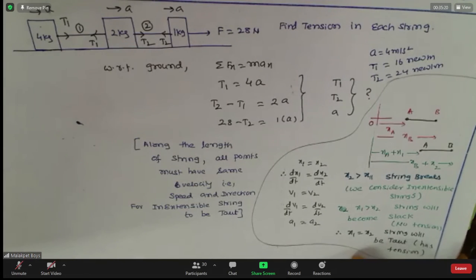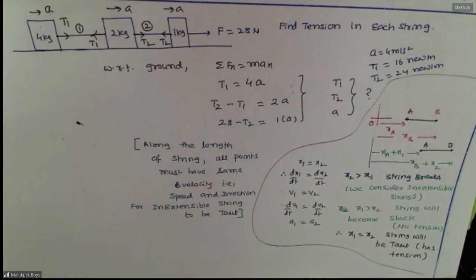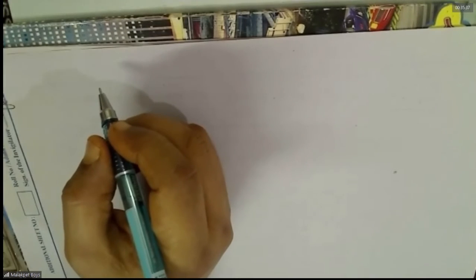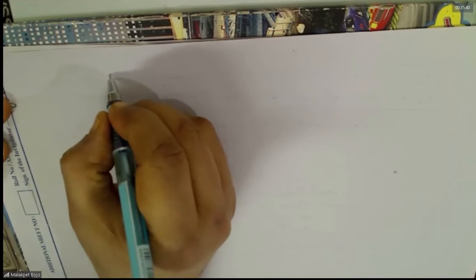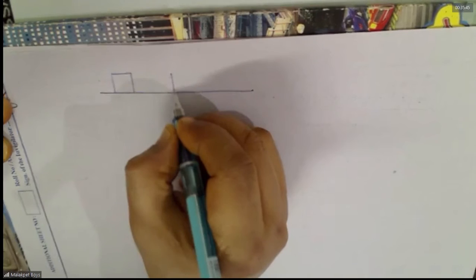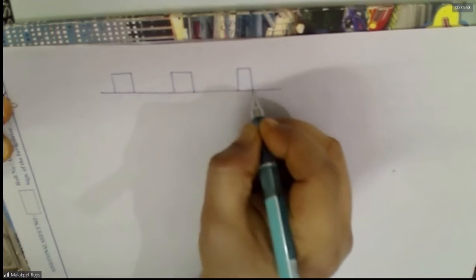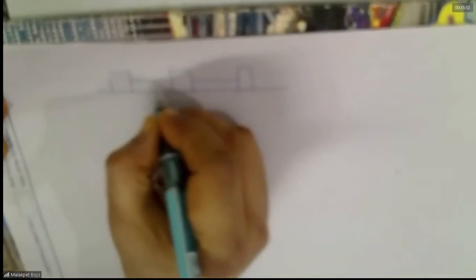Now, shall I turn this? See, the same thing you can do the other way also. Simply regard all the three blocks as one system. Then you'll get the acceleration easily. See, when you regard all the three blocks as one system, this is one system.